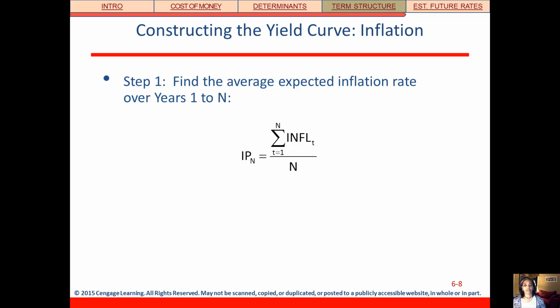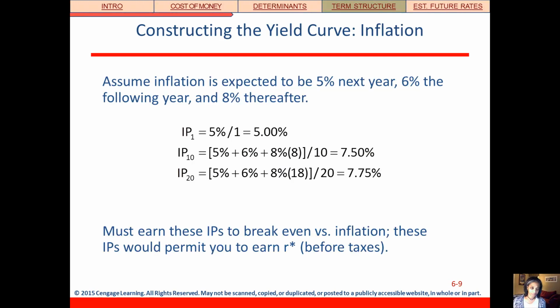Before we get into detail on the reasons, let's talk about how we actually construct that yield curve. First, we have to find the average expected inflation rate for the time period that we want to chart. Here's an example. Let's assume inflation is expected to be 5% next year, 6% the following year, and 8% thereafter. So we have to earn these inflation premiums to break even versus inflation.